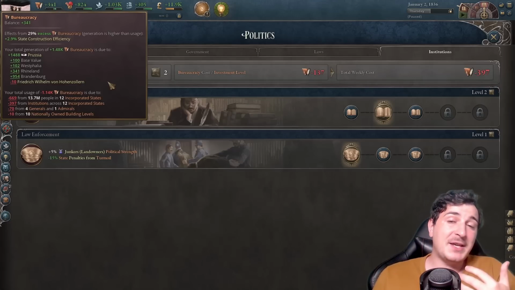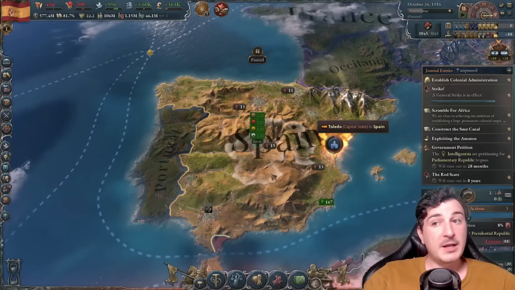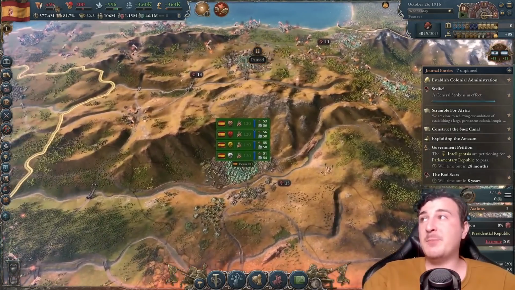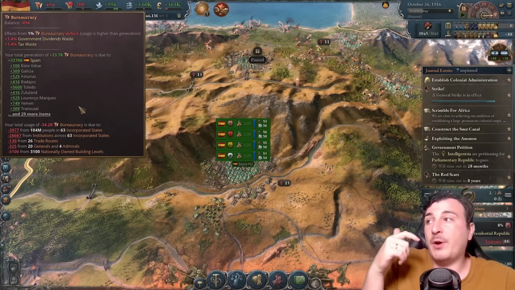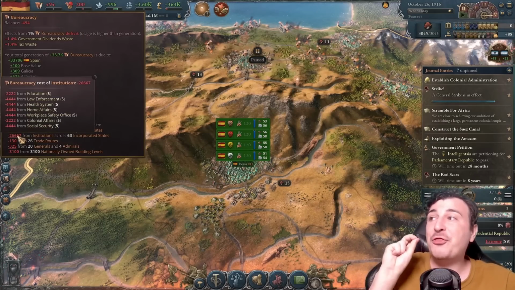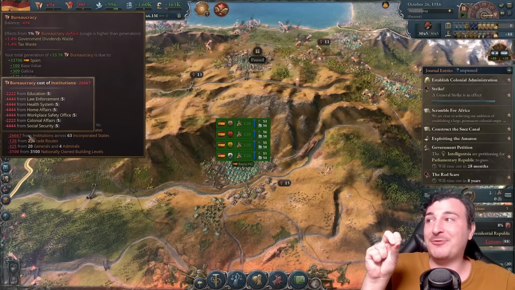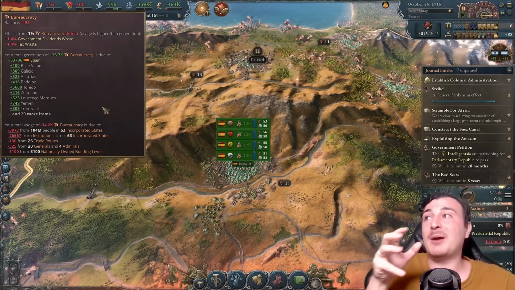As we progress in the campaign, the cost for bureaucracy from population is not that much compared to the cost from institutions. I'll give as an example my Spain campaign. If we go to bureaucracy, it costs us 4,000 for the population, 104 million, and it costs us 26,000 bureaucracy from the institutions. By contrast, that's like 8 times more than the population one.